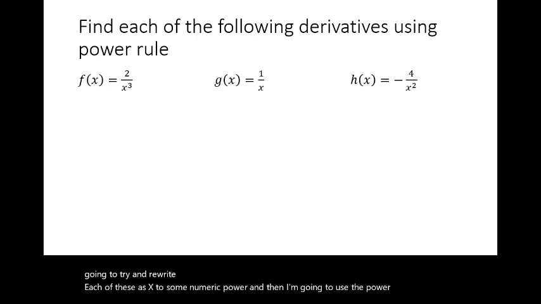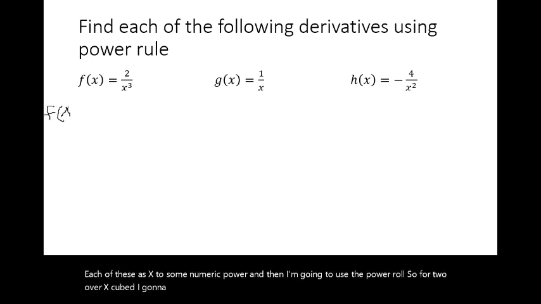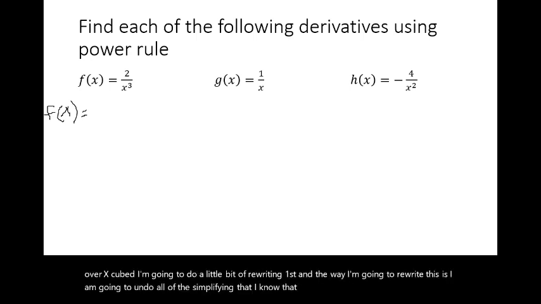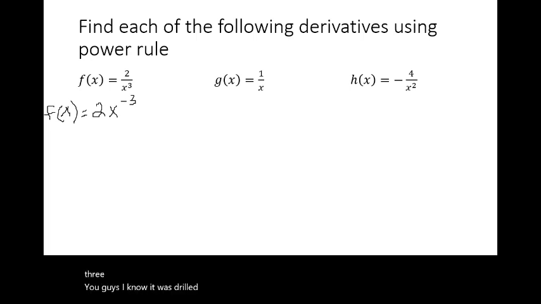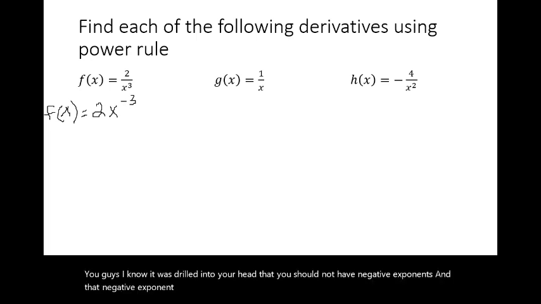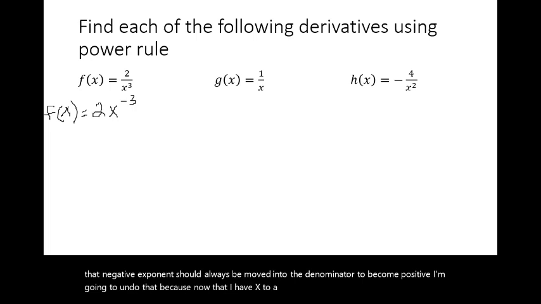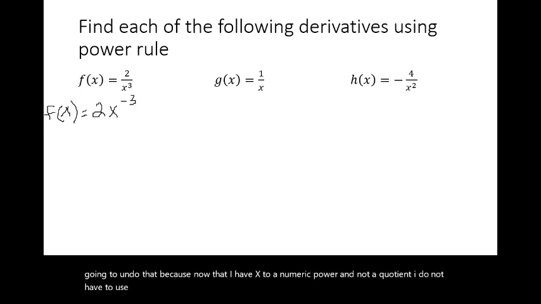So for 2 over x cubed, I'm going to do a little bit of rewriting first. The way I'm going to rewrite this is I am going to undo all of the simplifying that I know you were taught whenever you learned exponents. I'm going to write that x cubed in the denominator as x to the power of negative 3. I know it was drilled into your head that you should not have negative exponents and that negative exponents should always be moved into the denominator to become positive. I'm going to undo that because now that I have x to a numeric power and not a quotient, I do not have to use quotient rule. So now I can use power rule to take its derivative, and power rule is a lot simpler and faster.